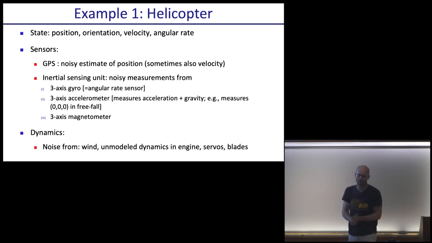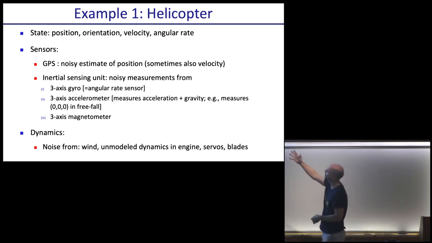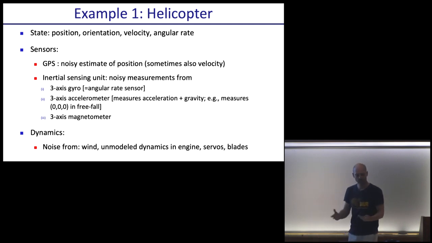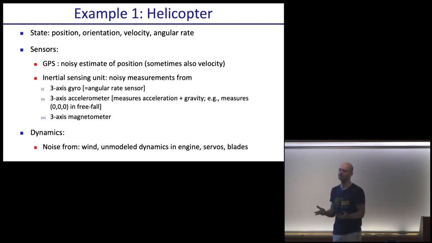Let's look at an example, helicopter. What would be the state? Position of the helicopter, orientation, velocity, angular rate. What would be the sensors you have? You don't have direct access to position, orientation, velocity, angular rate. You have access to some of those in a noisy way, and then others you don't have access at all. So GPS gives you a noisy estimate of position, sometimes also of velocity, typically only up to a couple meters accuracy. So not super precise, but it's a noisy estimate of position.